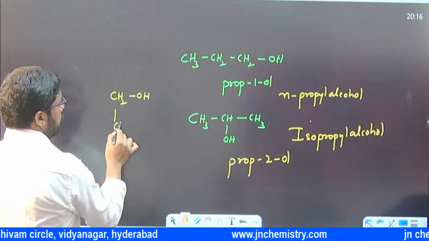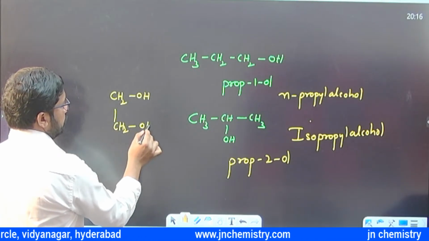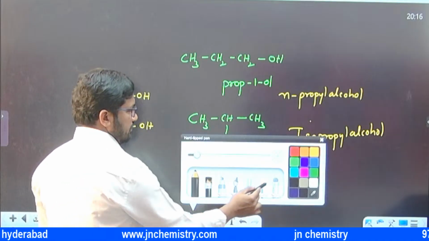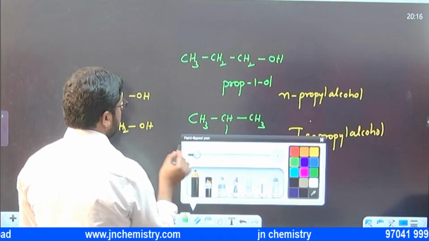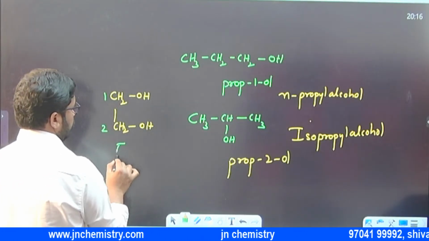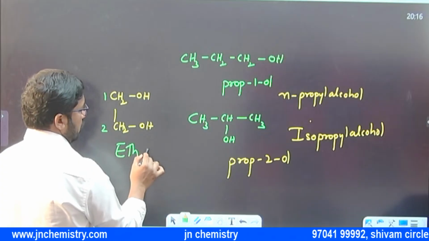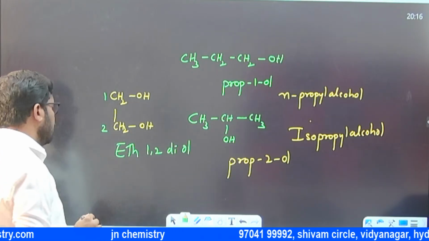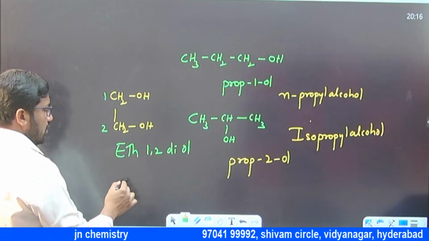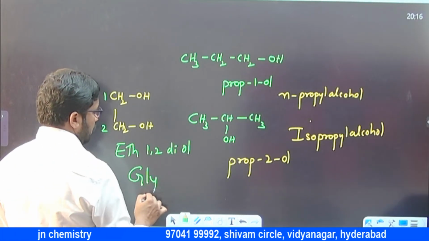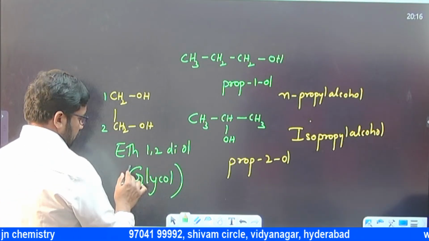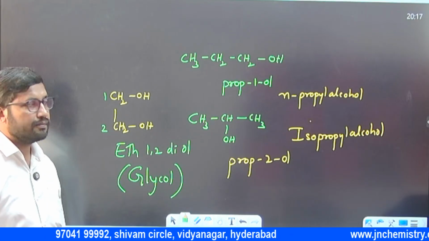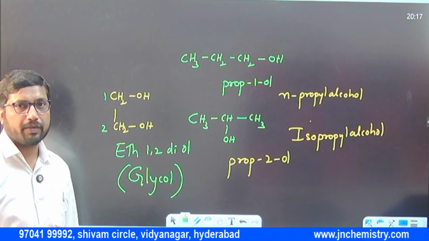For example, diols. What is this name? Ethane-1,2-diol. Ethylene glycol or glycol is the common name. Okay.